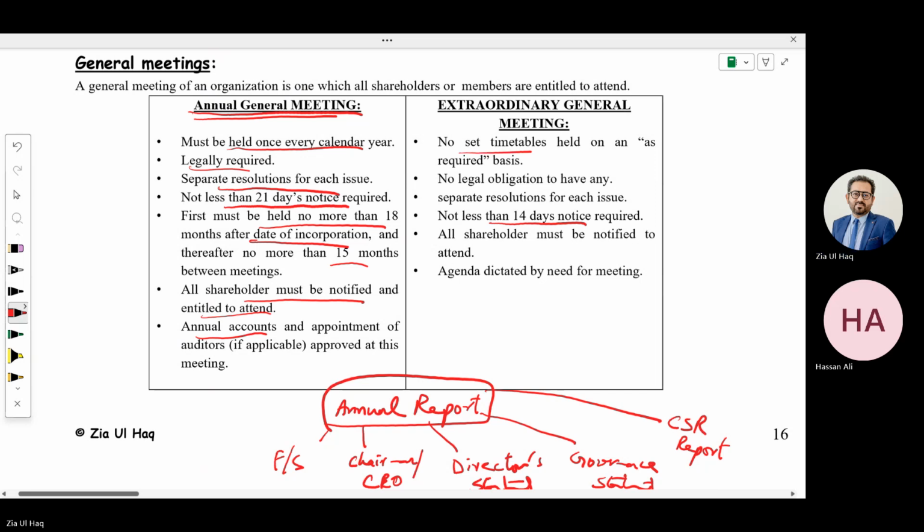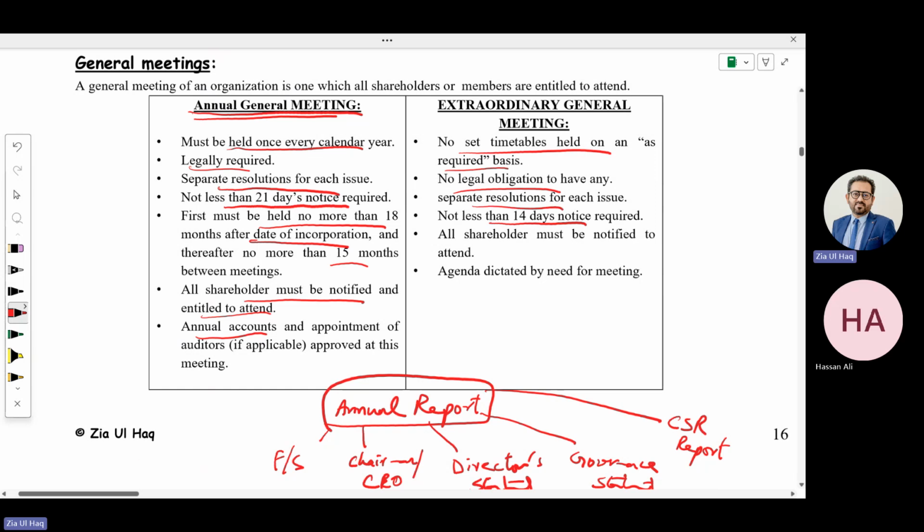AGM has no set timetable. The company can call it anytime, even the very next day after another AGM. It is not mandatory. If there is no AGM, fine, no issue. It doesn't require it. And there is a separate resolution for each issue.